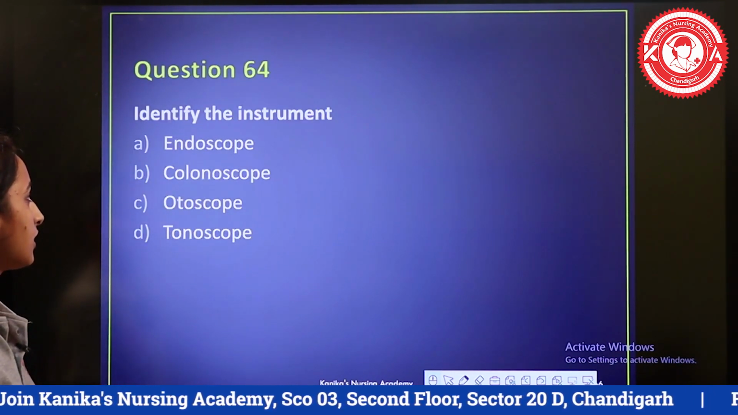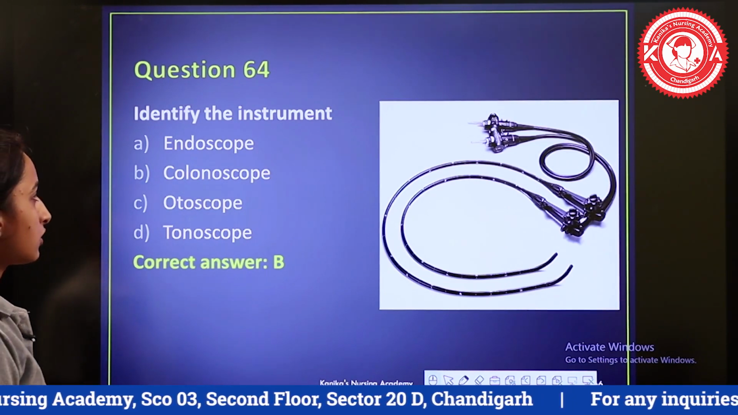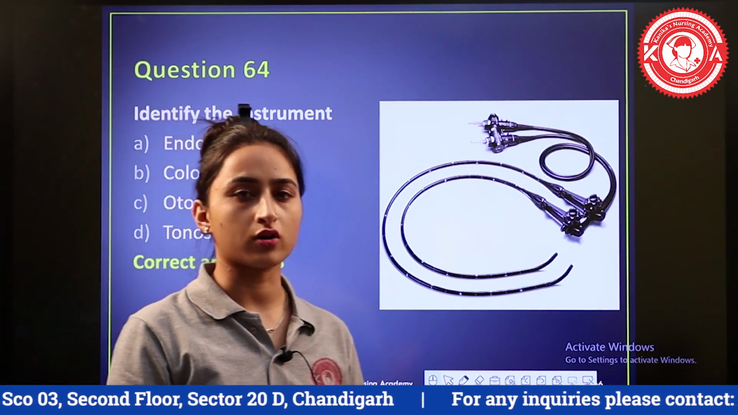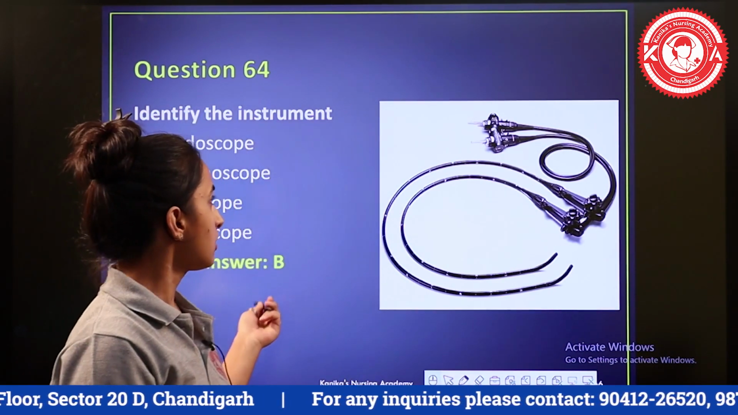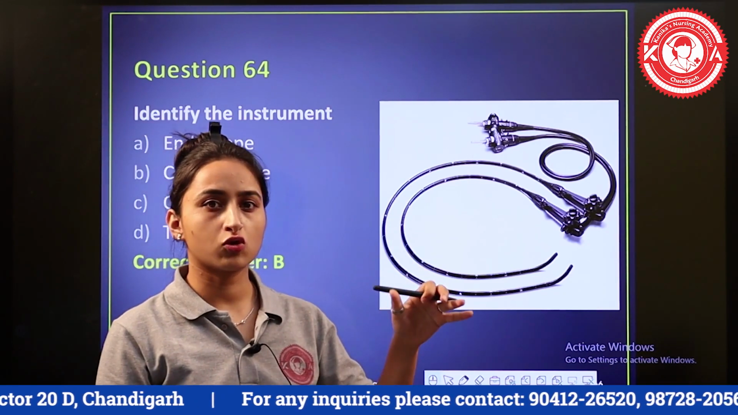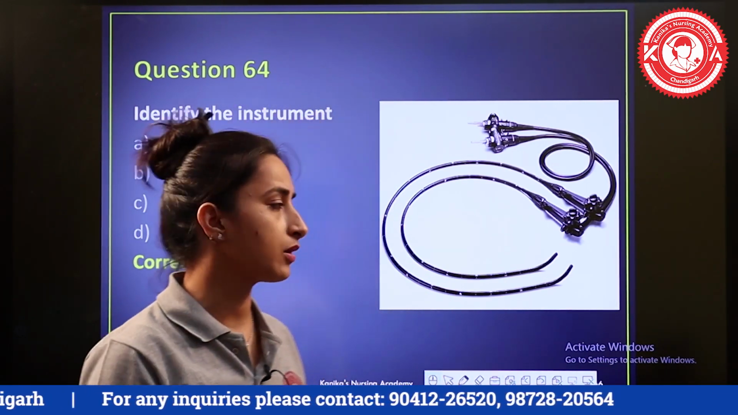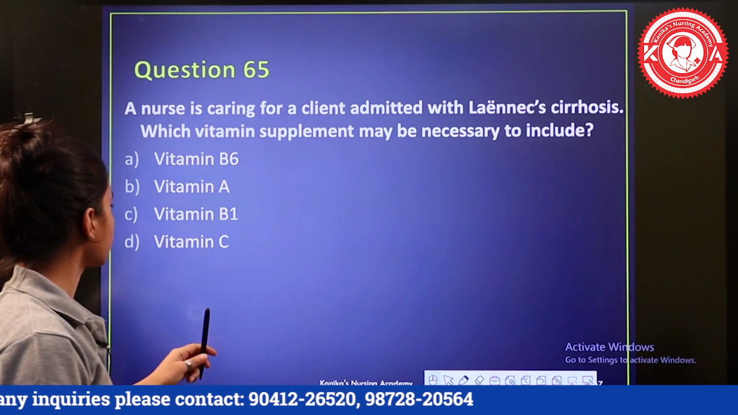Next question is, identify the instrument. The picture is this. This is the colonoscope. The colonoscope instrument is used for the examination of the colon. One more question: whenever we do a colonoscopy, which position do we give the patient? Always remember, for colonoscopy the position is Sims position.